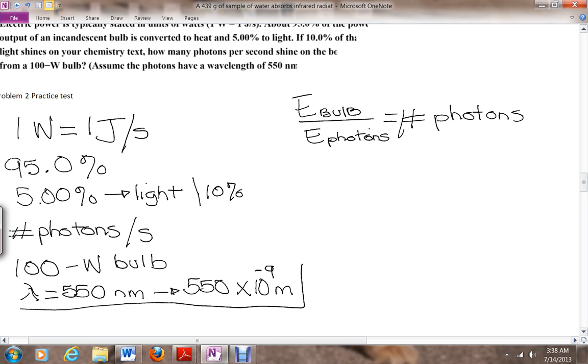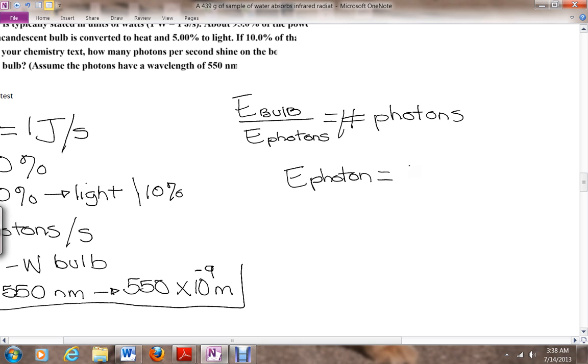So how do we calculate each one? Well, first we can calculate the energy of a photon. How? Well, we have the wavelength again. So it's kind of the same thing that we're doing. And it's the h, 6.626 by 10 to the minus 34. That's our h. Multiply. Again, we have the wavelength of 550 by 10 to the minus 9.